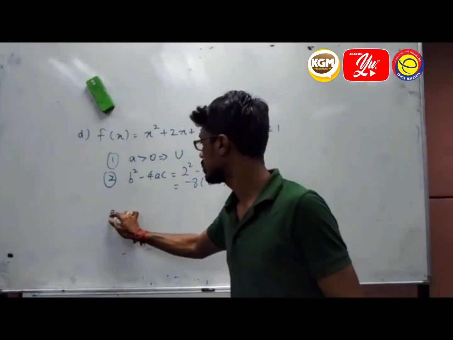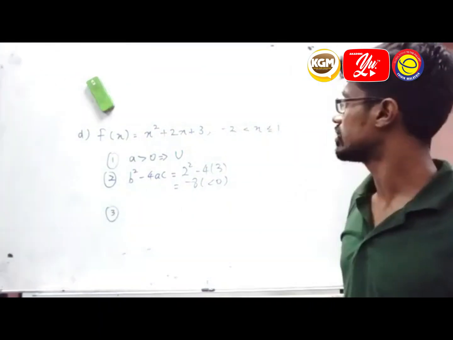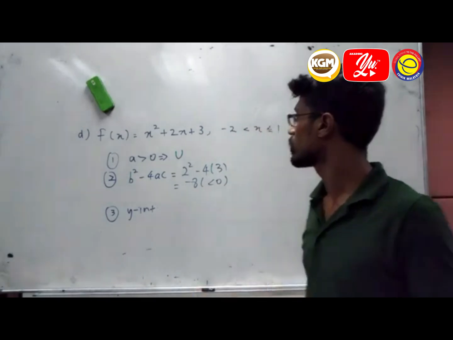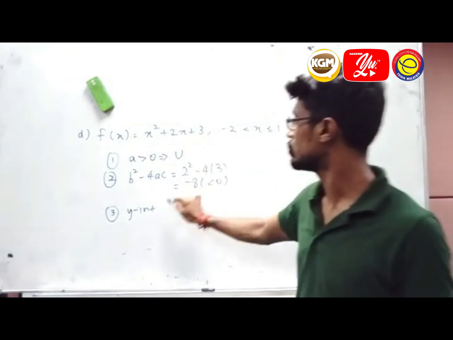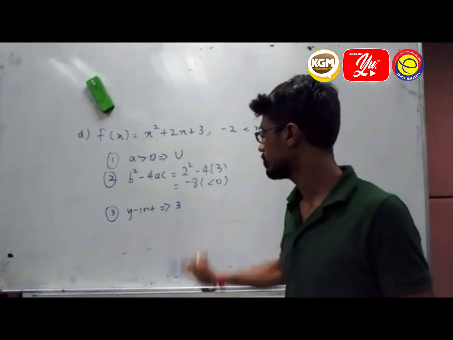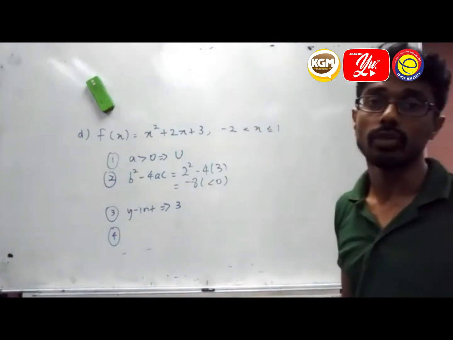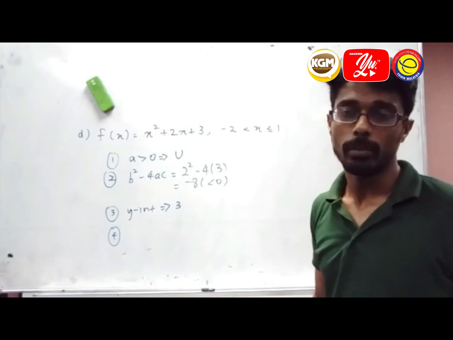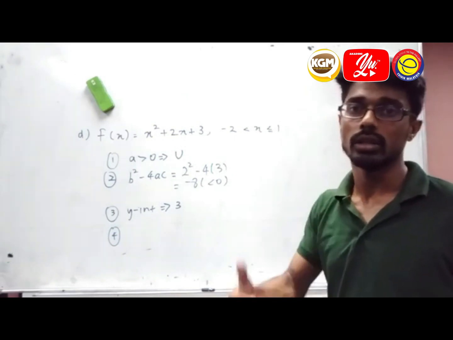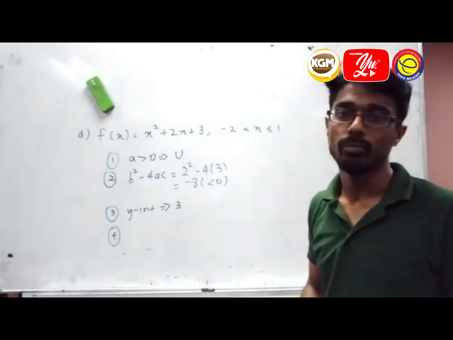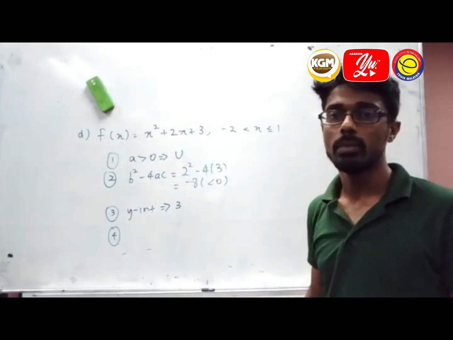Number 3, we can find our y-intercept. So y-intercept, when x equals 0, that is going to give me a value of 3. Number 4, it will be good if we find our extremum point. Extremum point in our case is either minimum or maximum. Here, since this is a happy graph, we're going to have a minimum point. How do we find the minimum point?